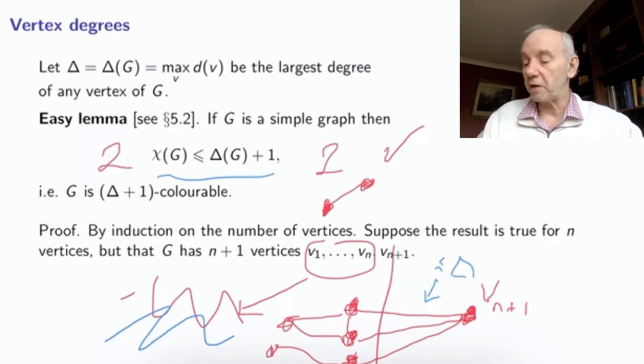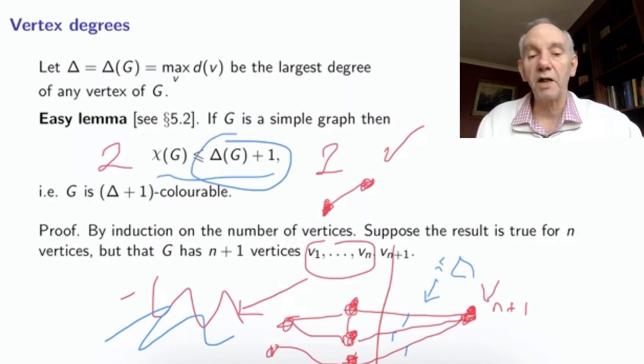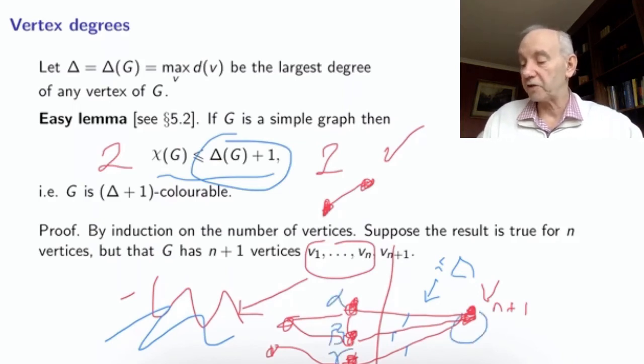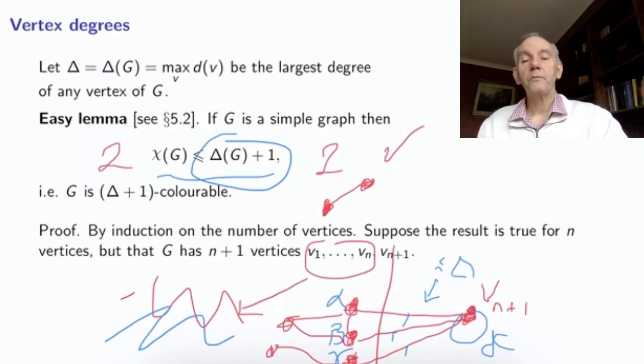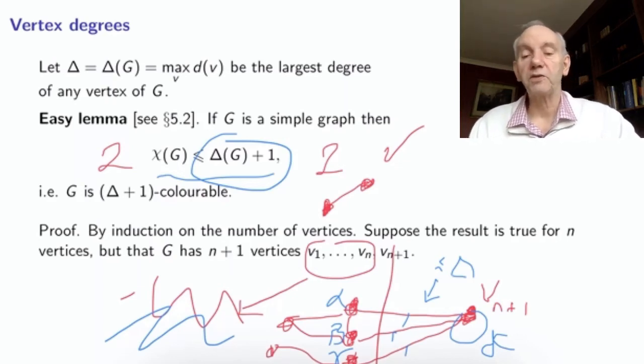But you see, we've only got delta edges here. Maybe here I've got 3 edges. And therefore, since we're trying to do the whole thing in delta plus 1 colours, I'll always have a spare colour. So whatever these colours are here, maybe alpha, beta, gamma, I'll always have a spare colour to colour the last vertex. In this case, I could colour it delta, say, a 4th colour. And I wouldn't be exceeding the delta plus 1 colours.